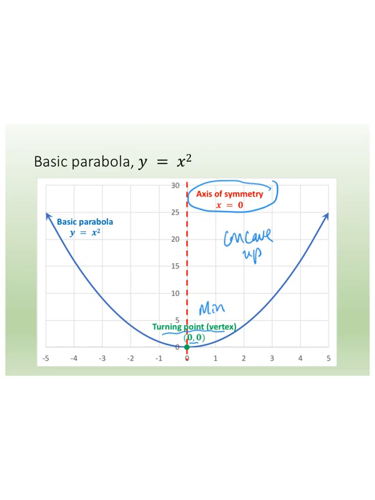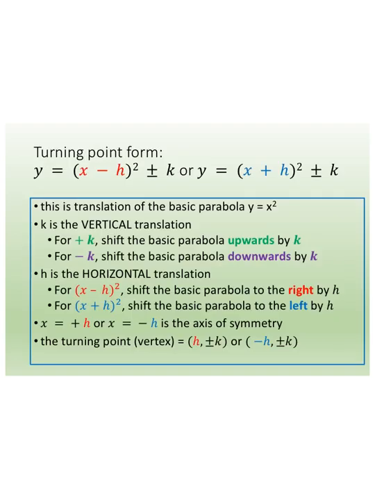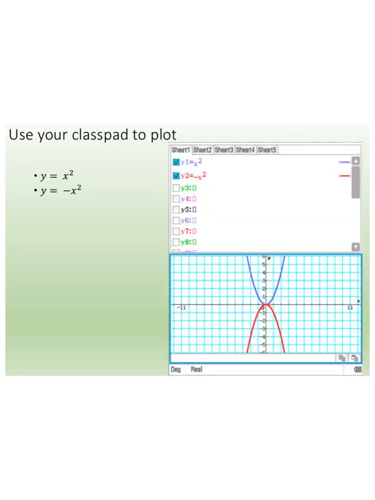All right. Now, when we look at the turning point form, y equals (x minus h) all squared plus or minus k, or y equals (x plus h) squared plus or minus k, you know that k is a vertical translation and h is a horizontal translation. I have been through this a couple of times, so I'm going to let you read this. If you like, pause the video and read it through.